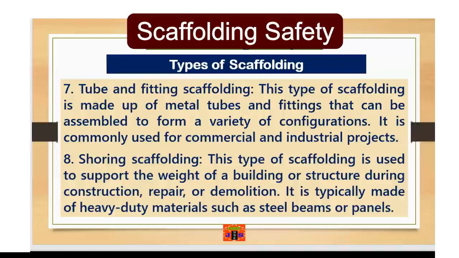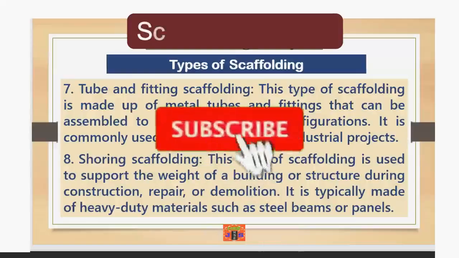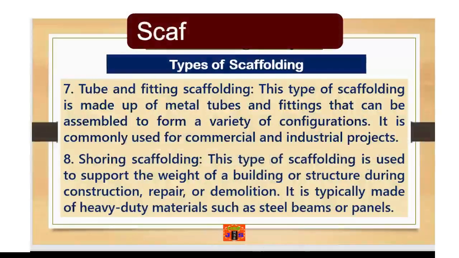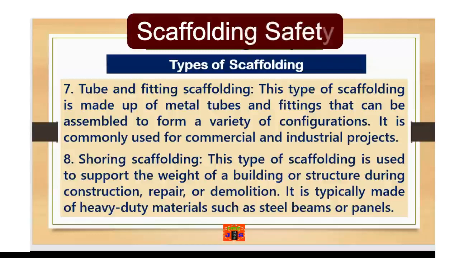Number 7, tube and fitting scaffolding. This type of scaffolding is made up of metal tubes and fittings that can be assembled to form a variety of configurations. It is commonly used for commercial and industrial projects. Number 8, shoring scaffolding. This type of scaffolding is used to support the weight of a building or structure during construction, repair, or demolition. It is typically made of heavy duty materials such as steel beams or panels.